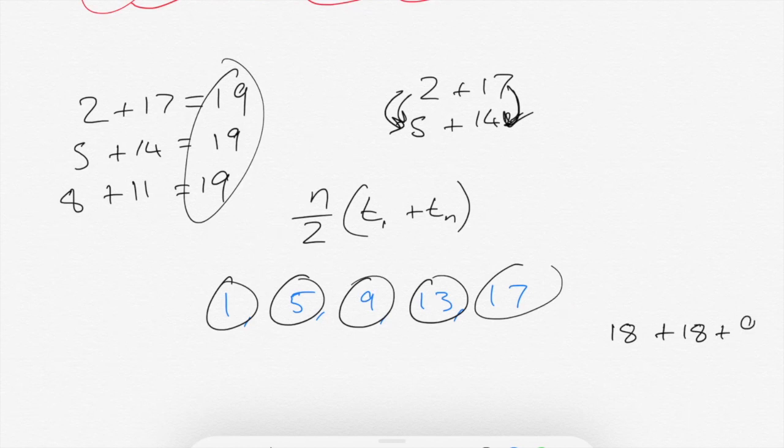So in this case it's plus 9, which is the same as, remember back here we had n over 2, here we've got 5 terms, so it's 5 over 2 or 2.5 lots of 18, meaning that we've got 2.5 pairs and each of those pairs adds up to 18.